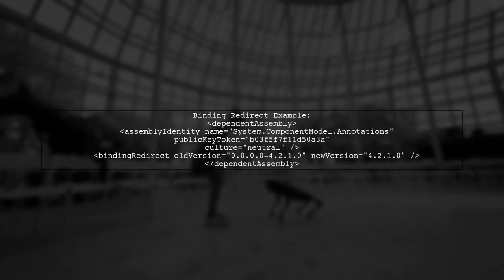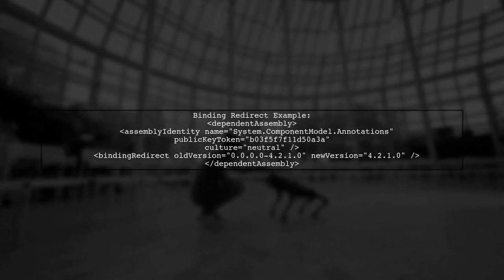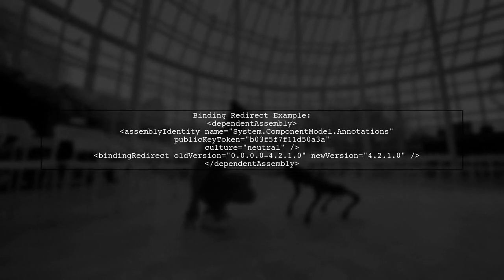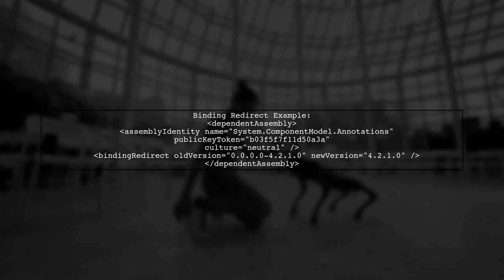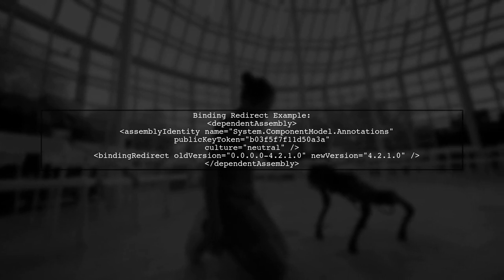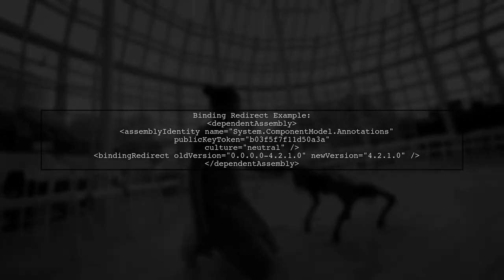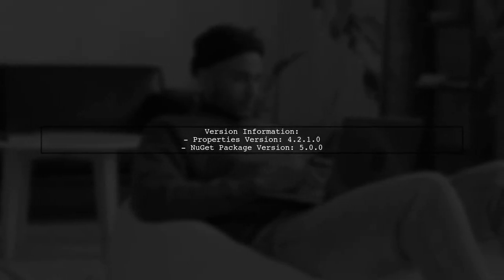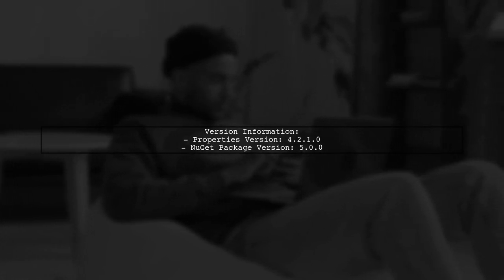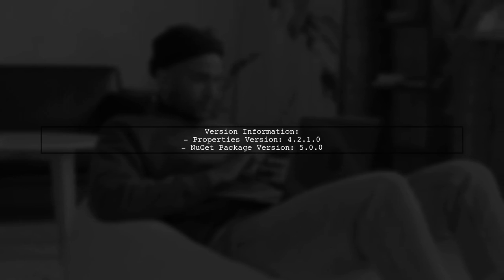For the NuGet package System.ComponentModel.Annotations version 5.0.0, the binding redirect should look like this. It redirects old versions to 4.2.1.0. Note that the version 4.2.1.0 is shown under Properties, while 5.0 is the version of the NuGet package you are using.